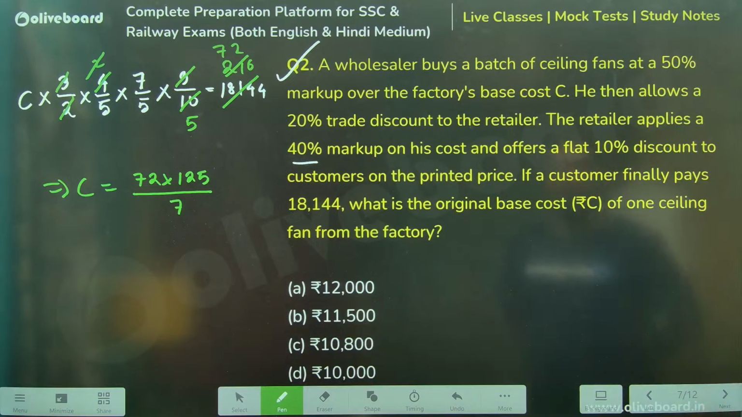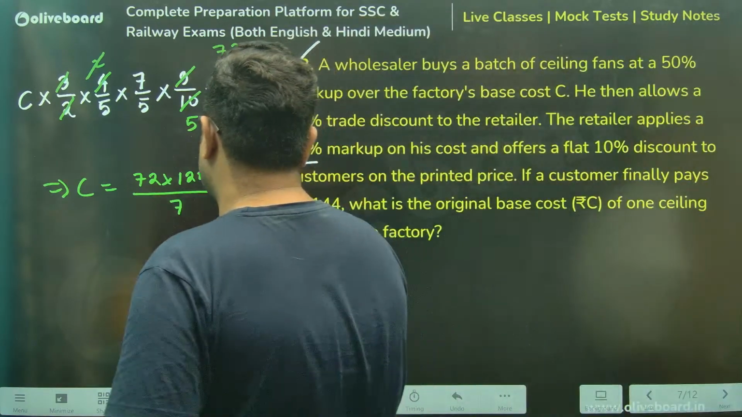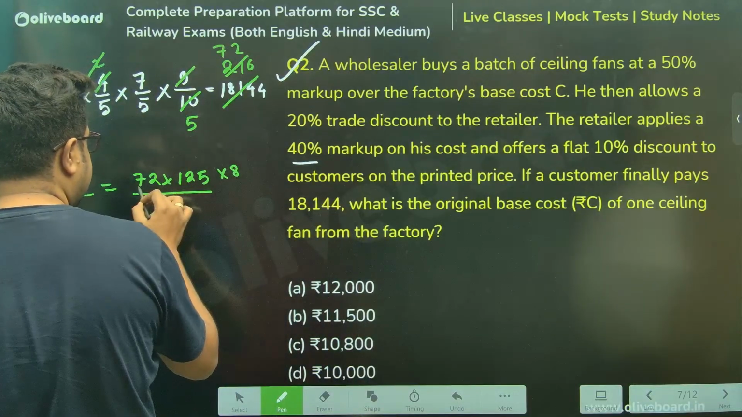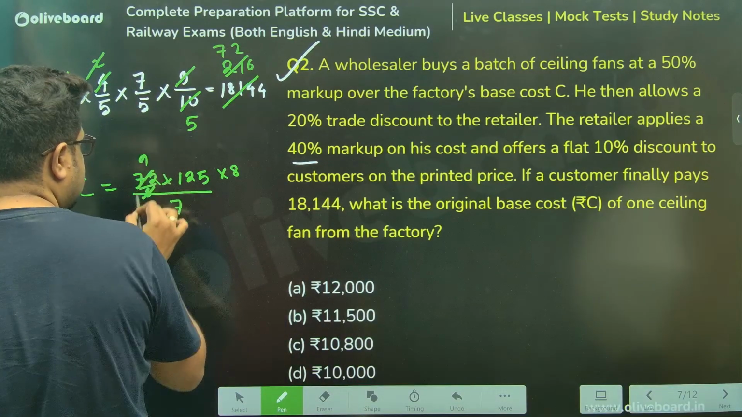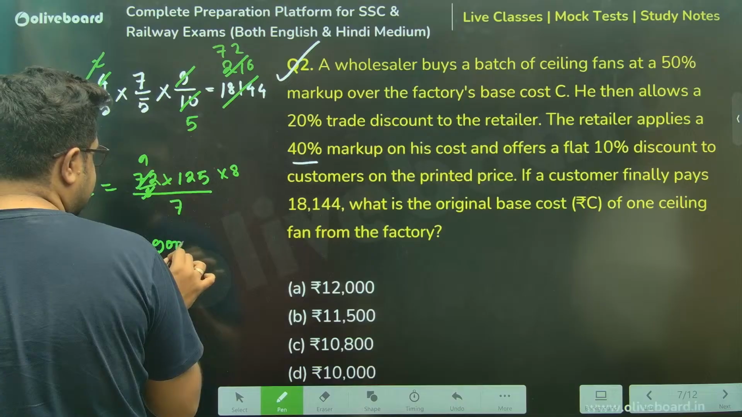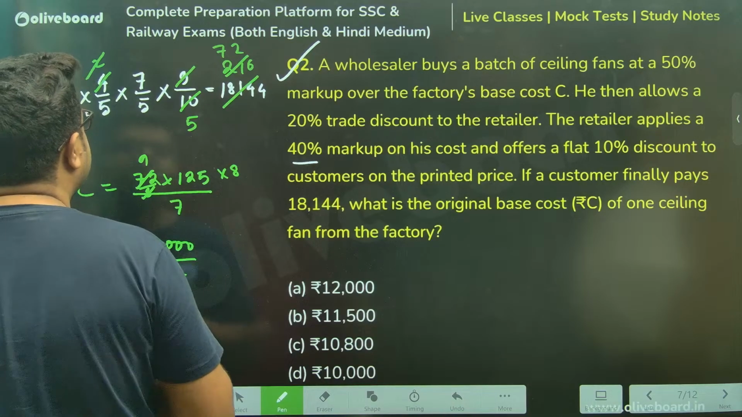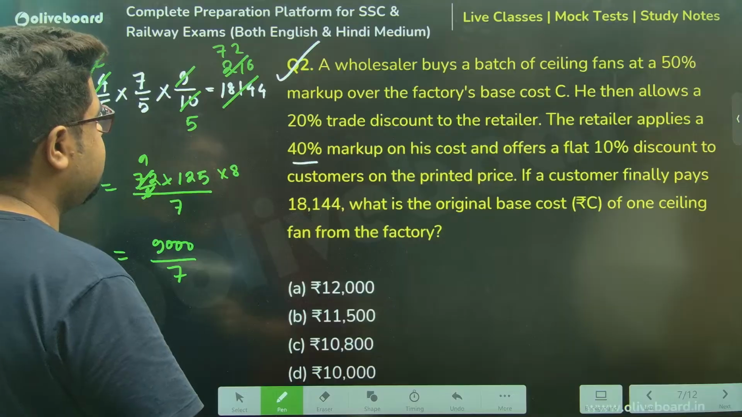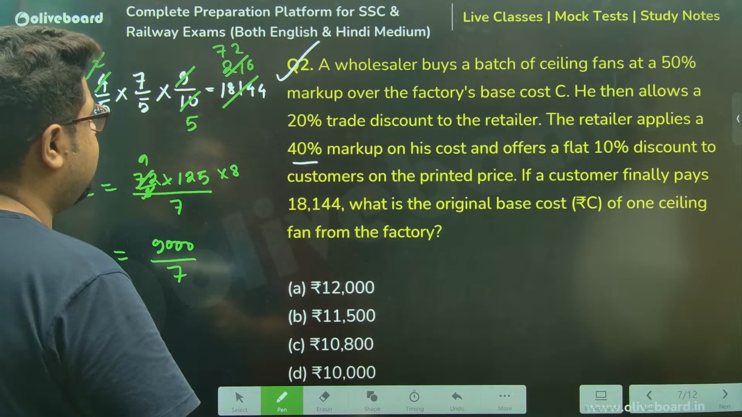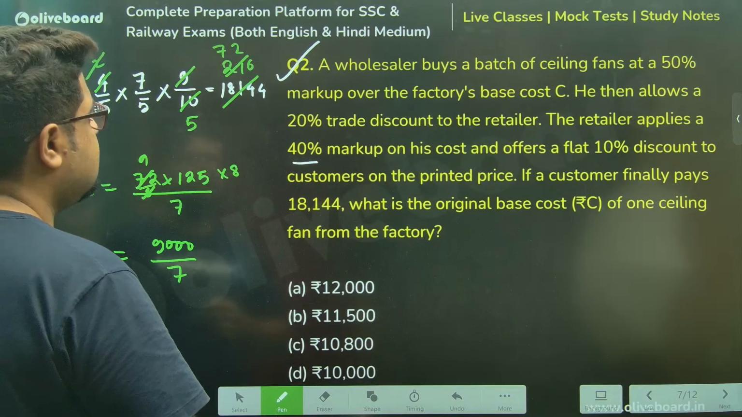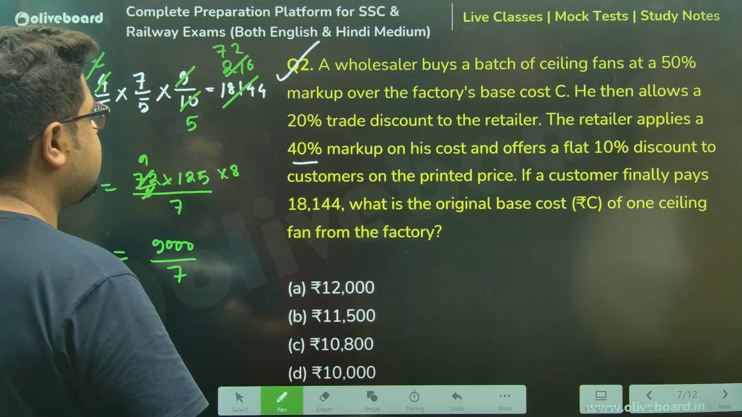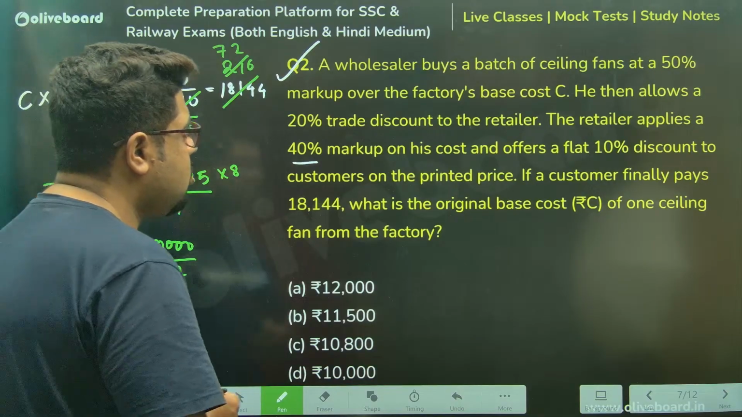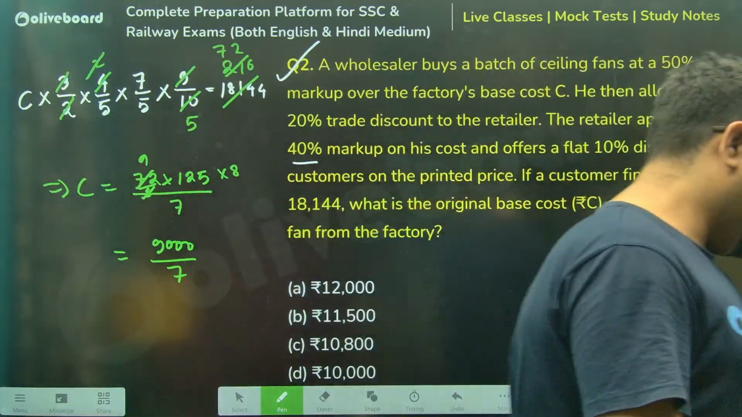3 by 2. Allows a 20% trade discount. Sir, 125 multiplication is very, very simple, sir. Multiply by 8, divide by 8. So this is 9,000 by 7 I'm getting, which is not correct. Am I missing something? Retailer applies 40% markup, offers a 10% discount, 9 by 10, 3 by 2. I cannot find anything. Ruko na, one second, let me check.